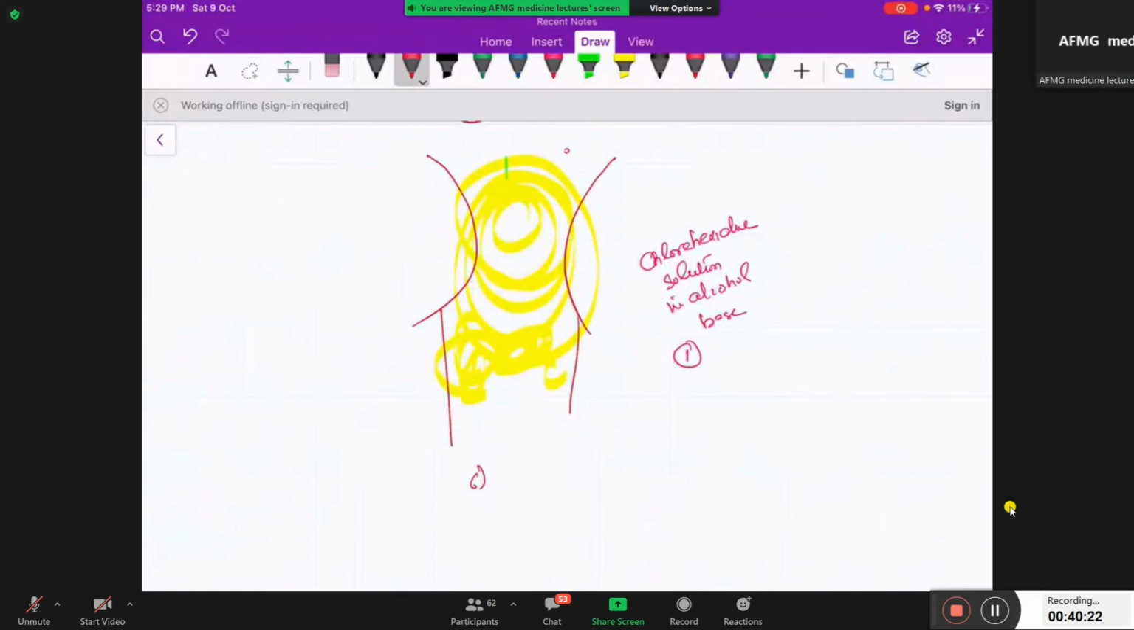Now, how do you decide the distance, how much to paint? It is always nipple to mid-thigh, including external genitalia.